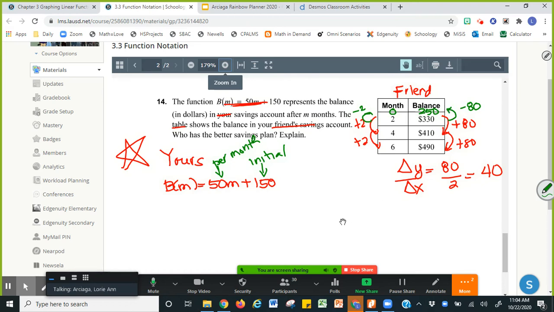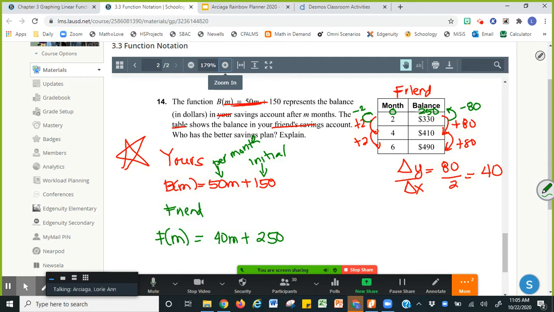Okay, so that means this is yours and your friend's. She had 250 to begin with according to Evelyn, and according to Louise, our friend is saving $40 every month. Okay, so I'm going to call this F of M because this is for our friend.